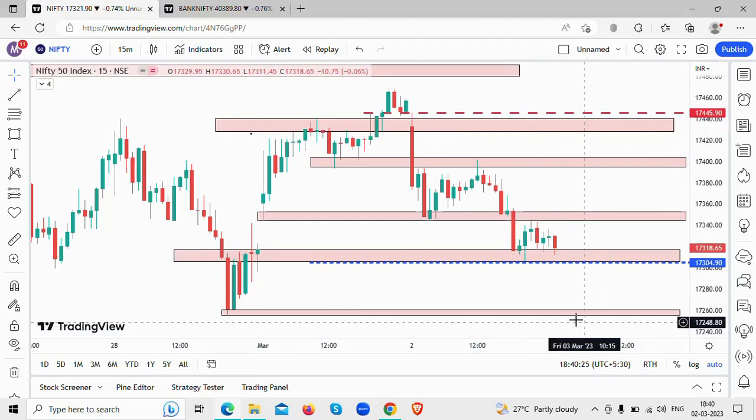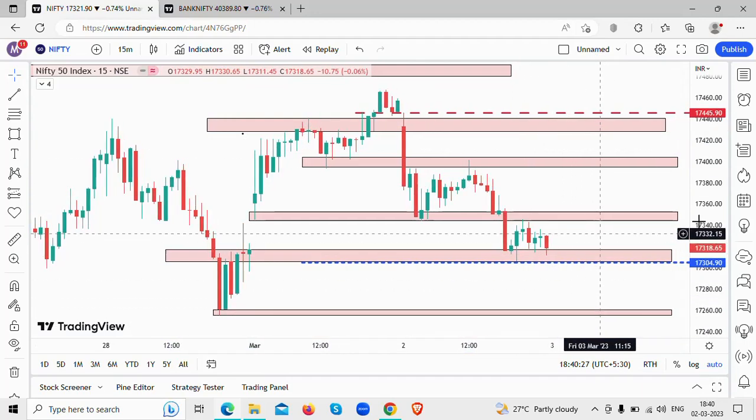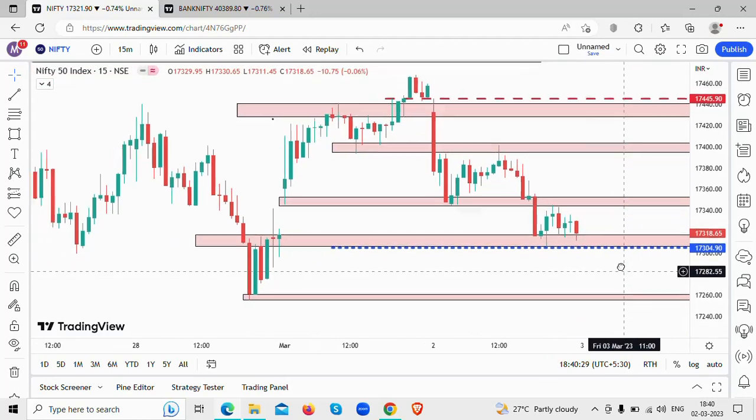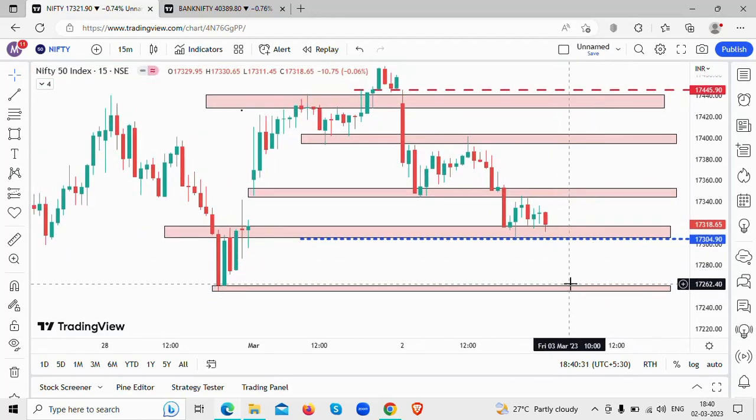Now if there's a gap down to this level, we are not going to immediately look at shorting the market. We'll see how the price action works, and if there is any kind of price move or bounce happening, we could look at going long.